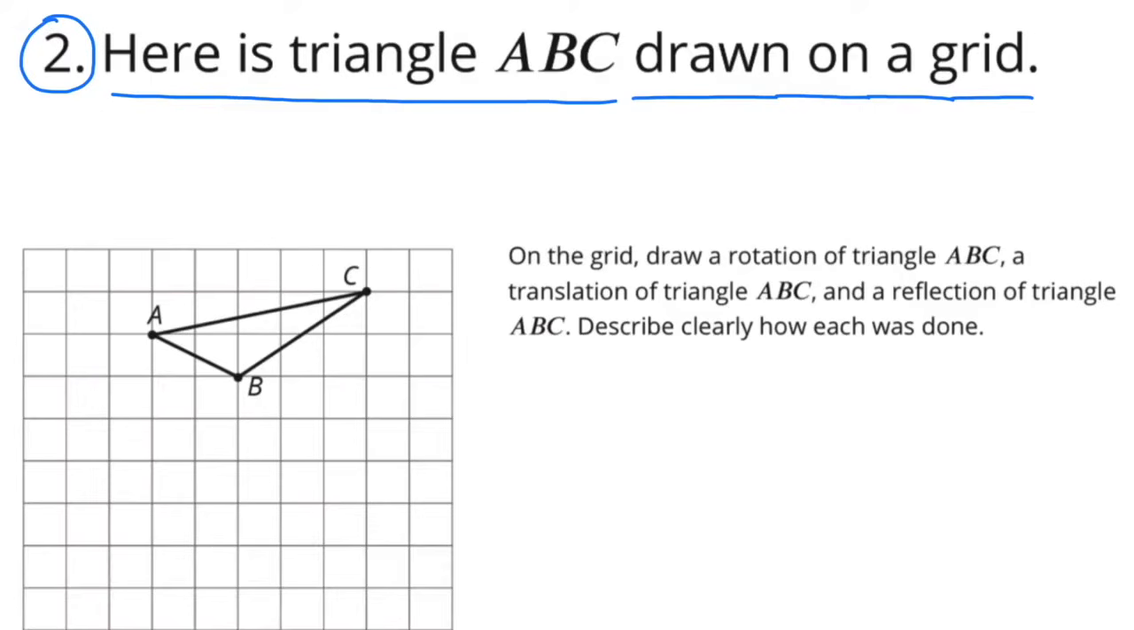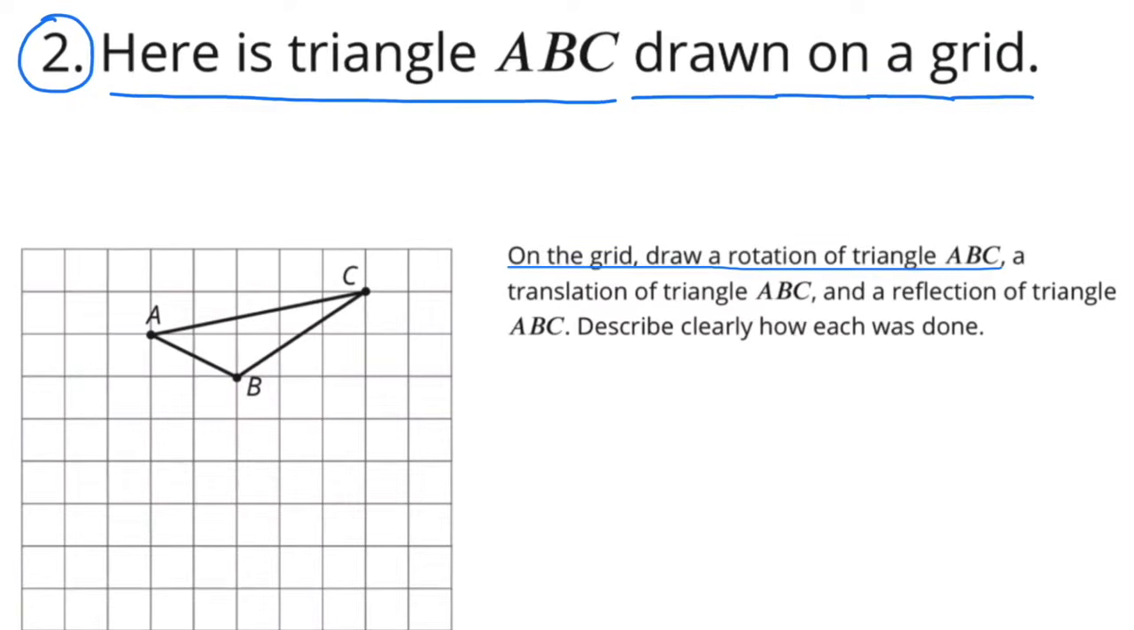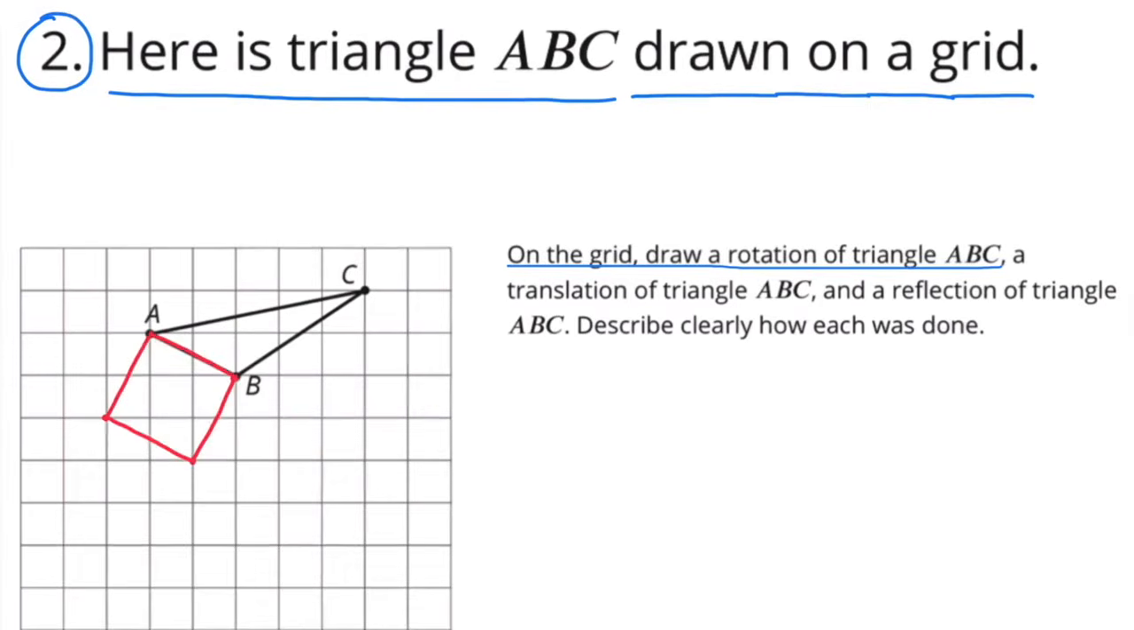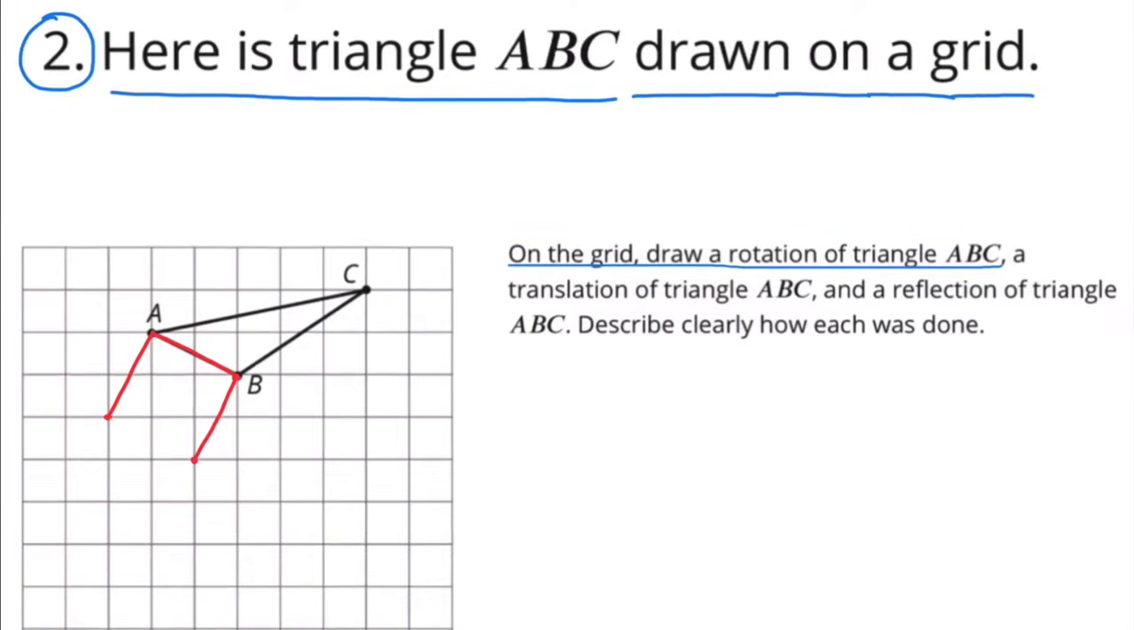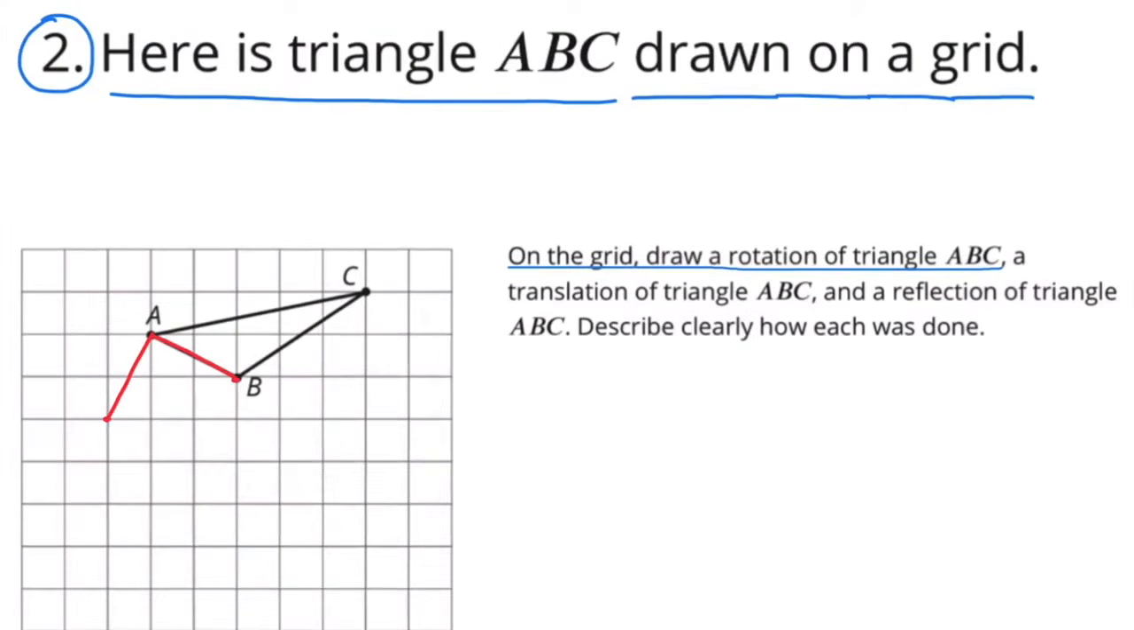Number 2. Here is triangle ABC drawn on a grid. On the grid, draw a rotation of the triangle ABC. I'm going to make a 90-degree rotation, and I'm going to set this up by first making a square. Then I'm going to chip away at the sides that I'm not going to use, and I've taken line AB and redrawn it with a 90-degree rotation.